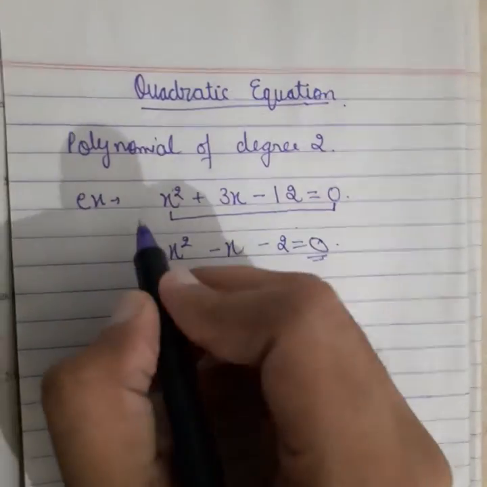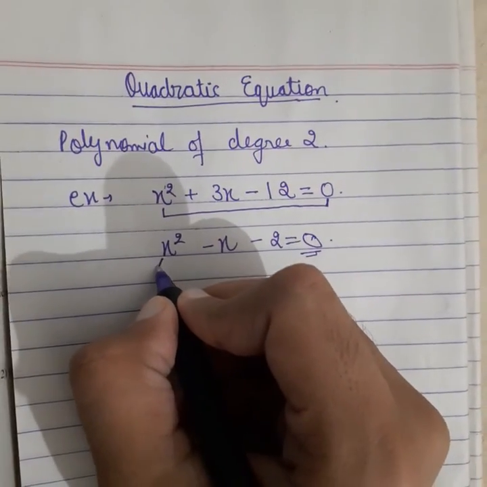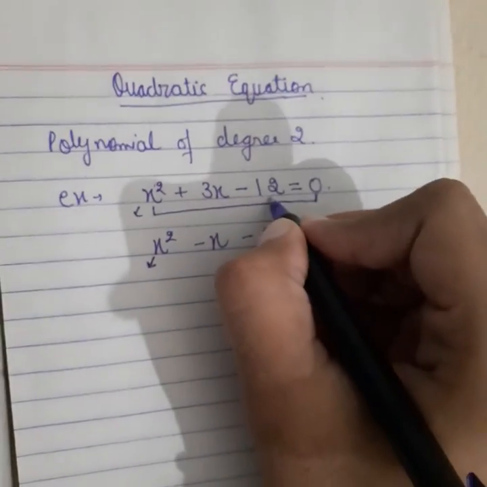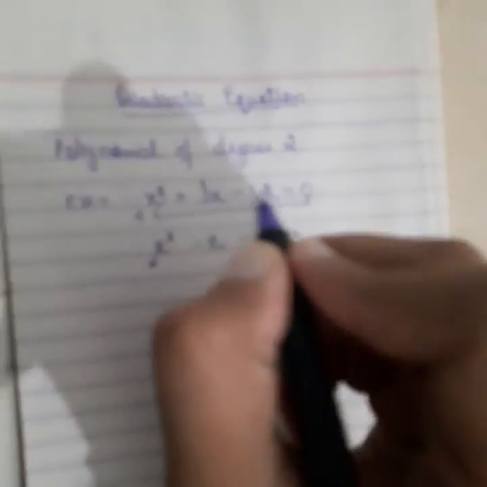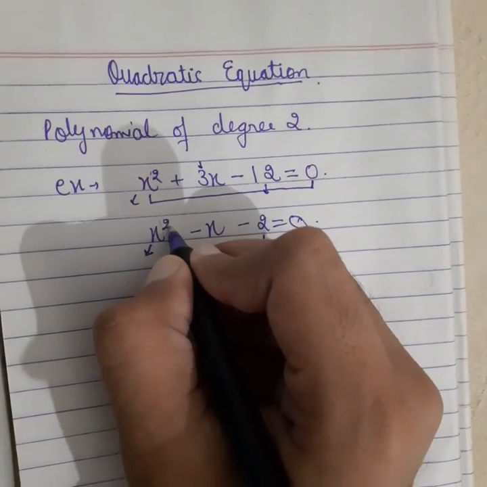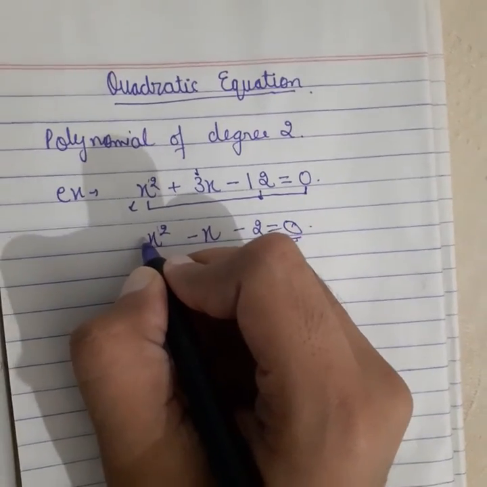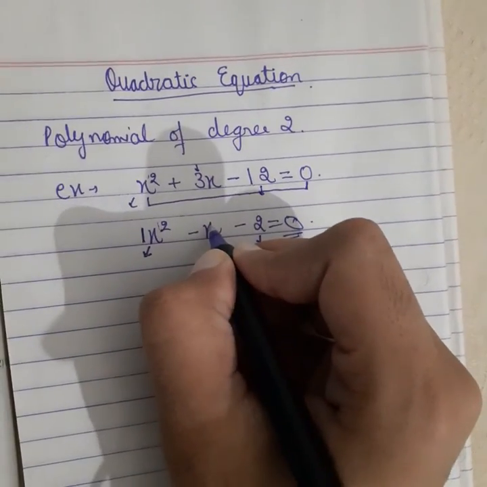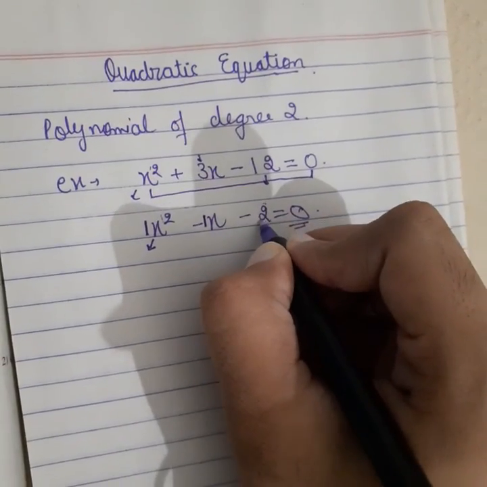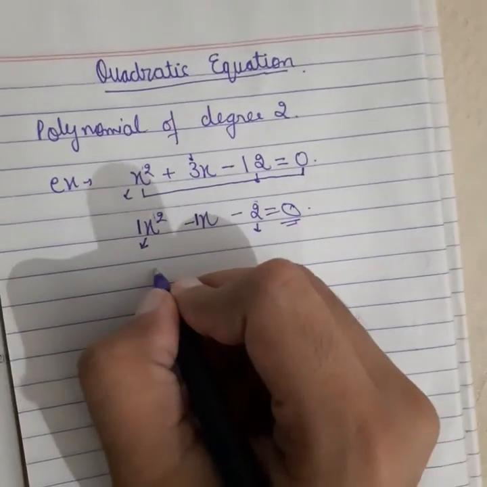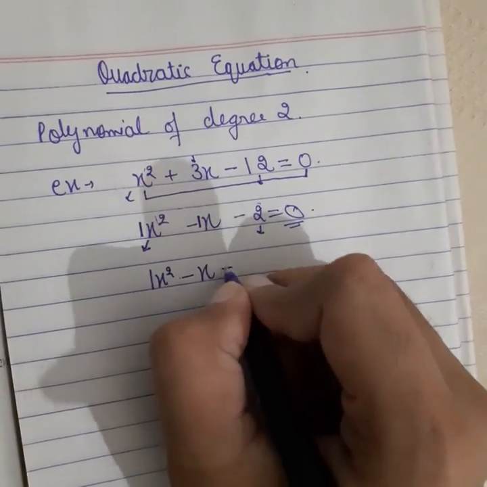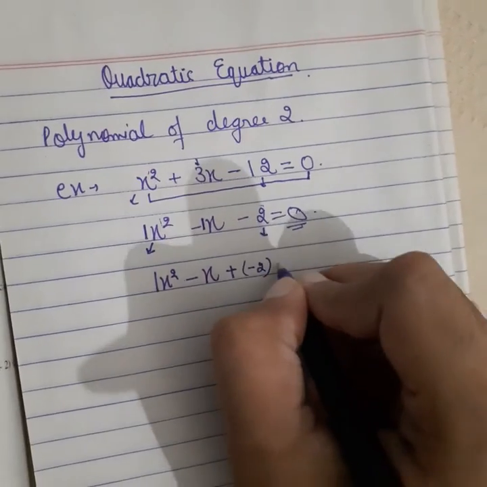Now as you know, x is a variable, 2 is a constant, x is a variable, 12 is a constant, 3 is a constant. Now we have to see here, as the degree is 2, the coefficient of degree 2 is 1, the coefficient of x raised to power 1 is 1, and this is known as the constant term. You can also write it as 1x square minus x plus minus 2 is equal to 0.